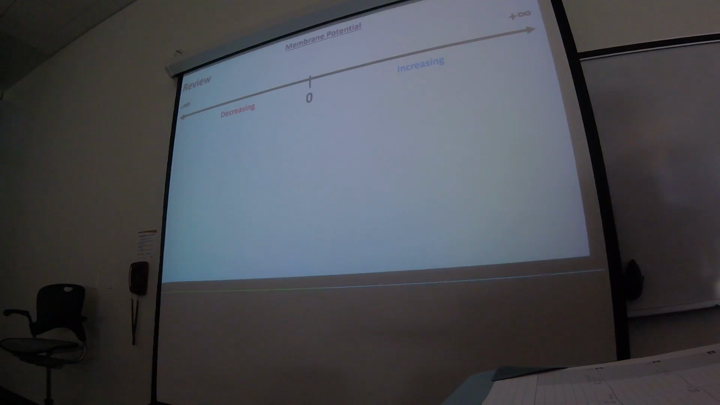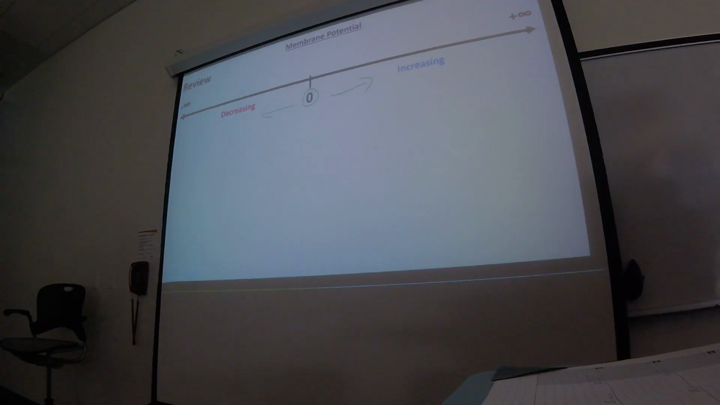So here we have kind of like the spectrum of potential membrane potentials of a cell, right? It goes anywhere between positive infinity to negative infinity, and 0 is somewhere in the middle. If you go in this direction, you're increasing your membrane potential, and if you go in this direction, you're decreasing membrane potential. That just means the numerical value: is it becoming more positive, or is it going closer to negative infinity?